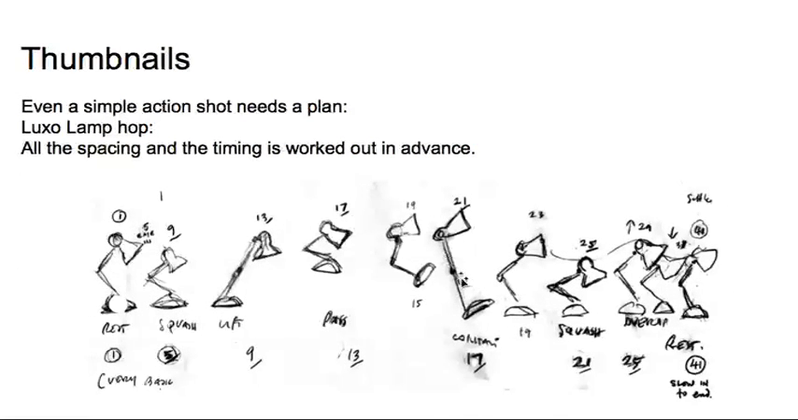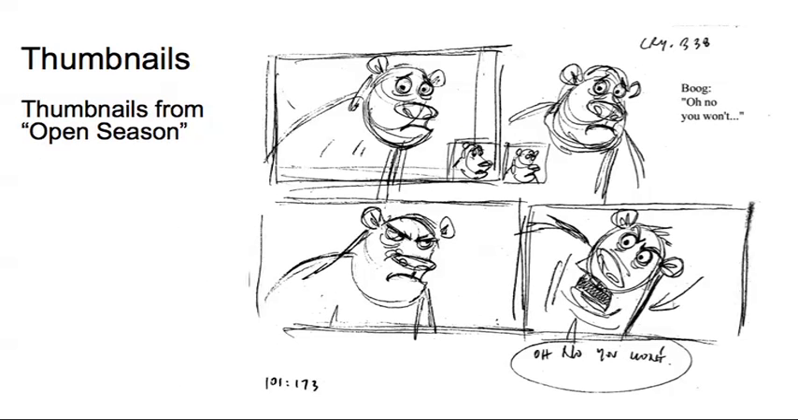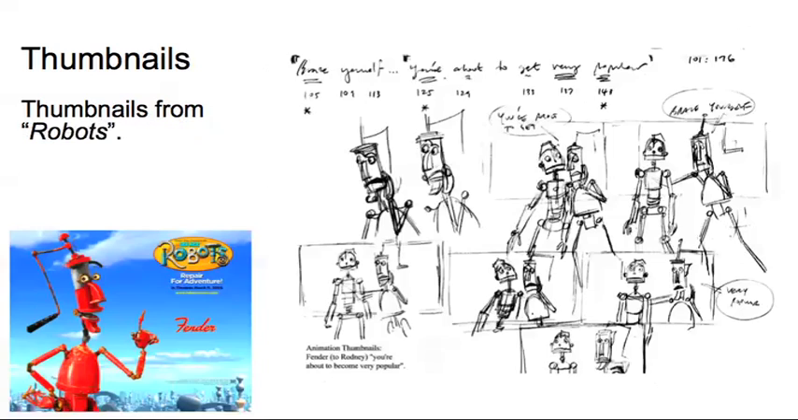All the key poses, all the timing is figured out in advance, so that when you come to animate it, you already know where you're going to go. And that's what thumbnails are for. Here's some of my thumbnails from Open Season, and here's some more of my thumbnails from Robots.